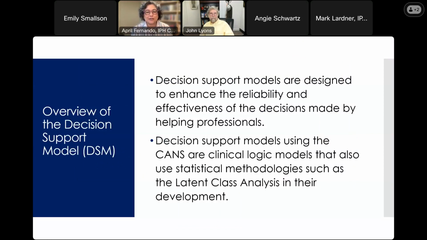Yeah, so the decision support models, as John said, are really to make sure that we are helping people who are making decisions do so using the person-centered information, in this case specifically from the CANS. And as Dr. Lyons already mentioned, the latent class provides the structure, but the decision support model helps us understand which children and why they are placed in the different classes. If we can have the next slide, please.